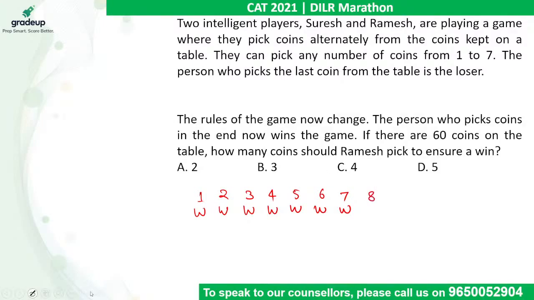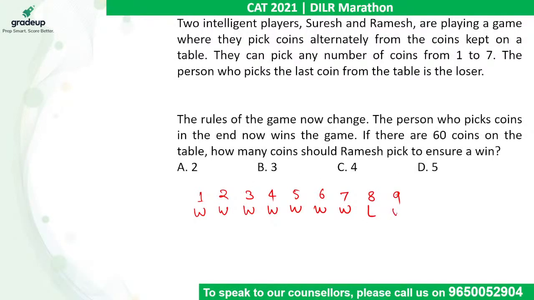Now जब 8 coins होंगे, right? If there are 8 coins, what will happen? No matter whatever number of coins you pick, suppose you pick 7 coins, you will leave 1 coin. The other person will pick that coin, so you will lose, ठीक है? If you pick 2 coins, 6 coins बचेंगे, the person will pick all 6 coins, he will win, right? So 8 is a losing number, ठीक है? Now I know 8 is a losing number. Now if there are 9 coins, what will I do?